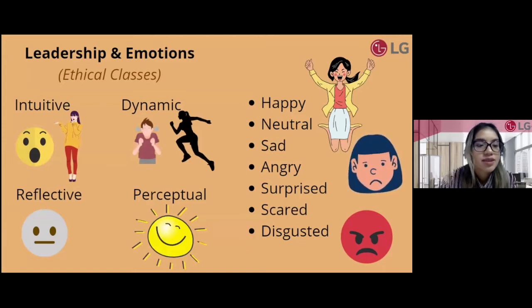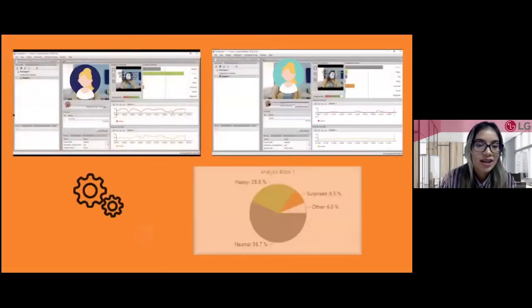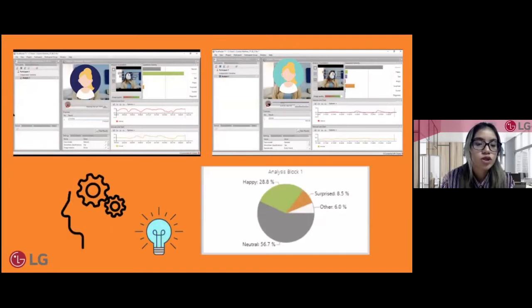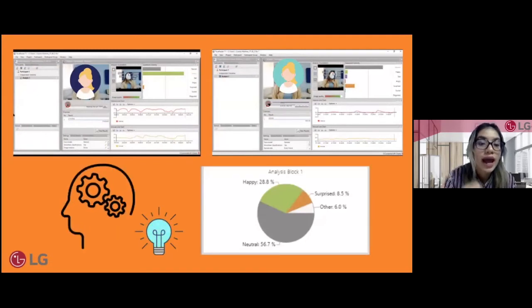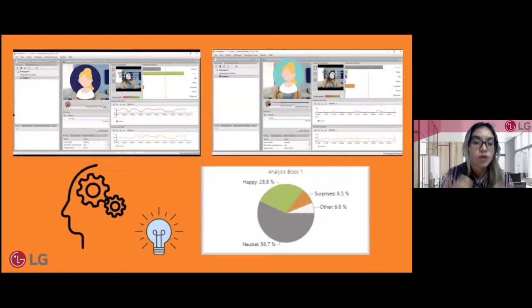If we notice that the person is neutral, maybe she or he is more reflective, more of an analyzer, and therefore will have a different perception. And finally, if we notice more happiness, optimistic emotions, we are going to deduce that this person is a very perceptual one. And if this person has the most predominant emotions as neutral and happy, we can say that this person is very reflective, but at the same time perceptual.